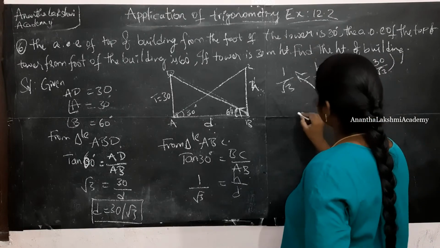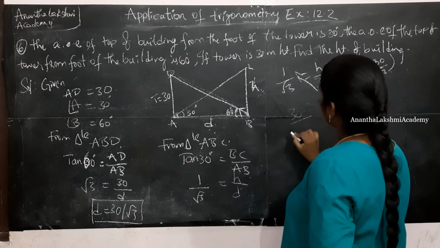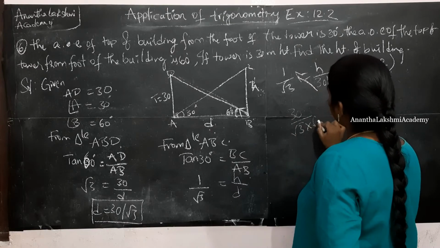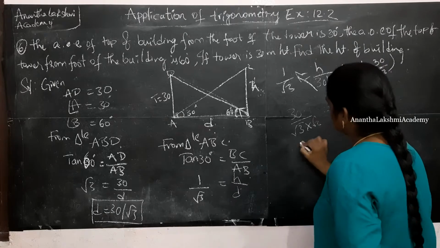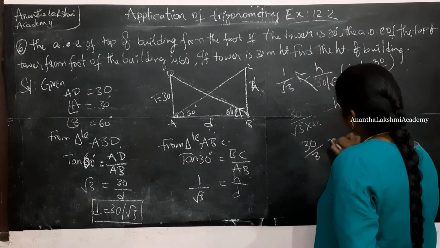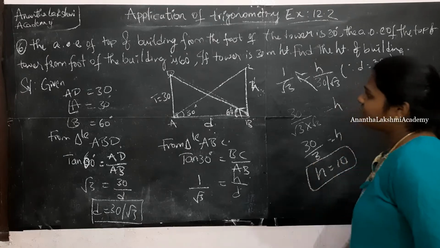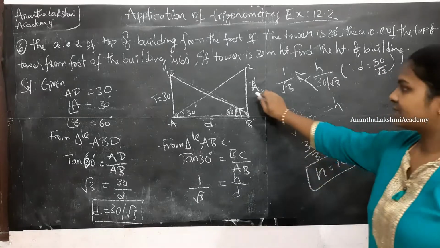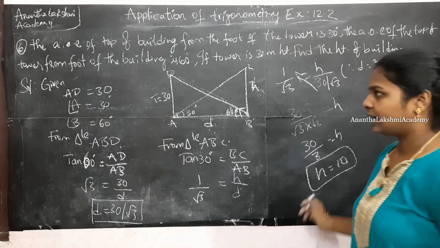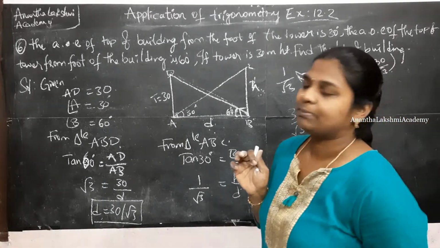Now send this aside. 30 by root 3 multiplied by root 3 is equal to H. 30 by 3 is equal to H. H is equal to 10. What is the height of the building? It is nothing but 10 meters. All right. This is about problem number 6.